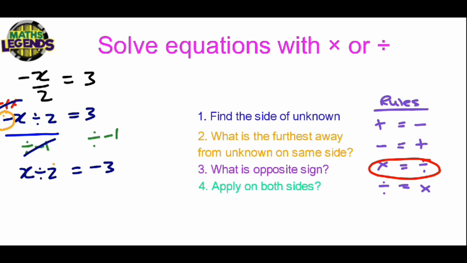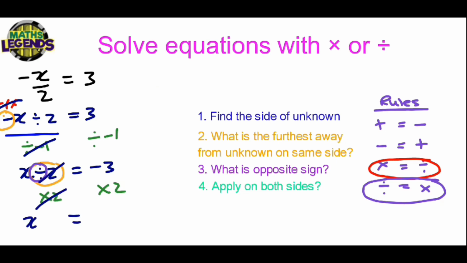So this time we're going to try to get rid of the 2. The sign here is a divide. So the opposite is going to be times. So we will do times 2 on both sides. And this simplifies to x, as the divide 2 and times 2 cancel, equals -3 times 2, which is -6. So the answer here is x equals -6.